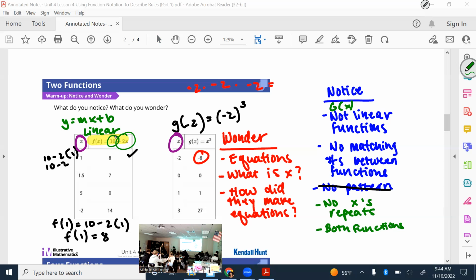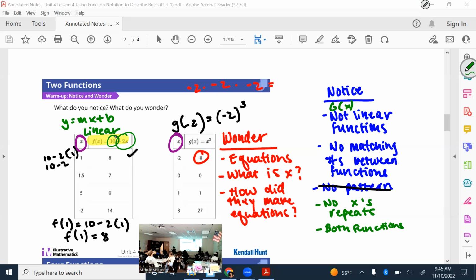And remember, f of x is y. F of x replaces y. So in function notation, f of x is your output, so is y. All right. They also said no matching numbers between the functions. I think what they really meant to say was no x's repeating, which is true. None of the x's repeat in each chart. So are these both functions? Yes or no? Yes, because that's the rule. If they don't repeat, then they're both functions for the x.